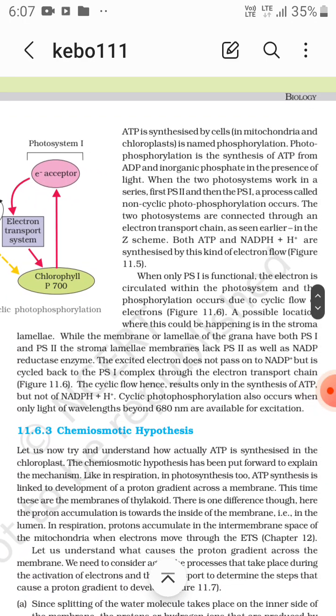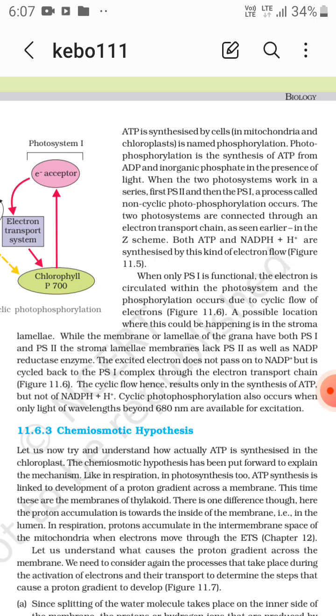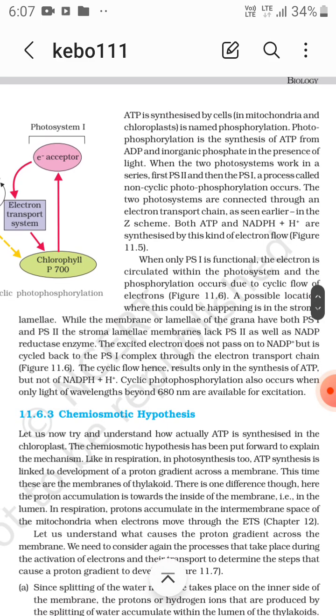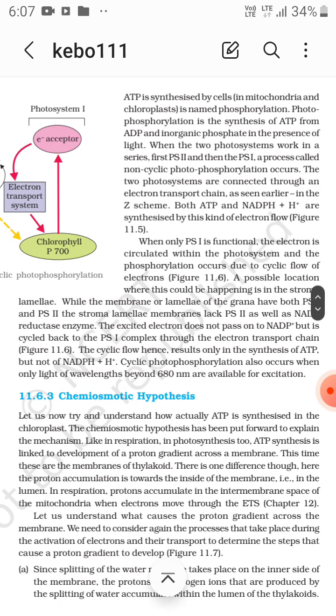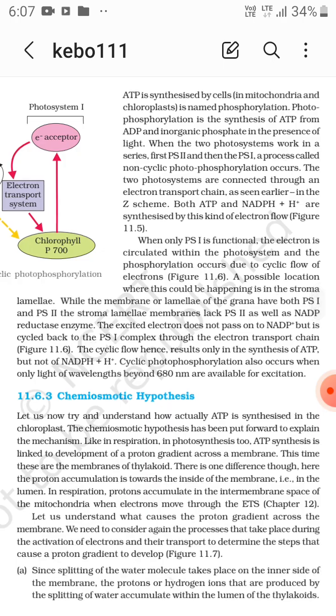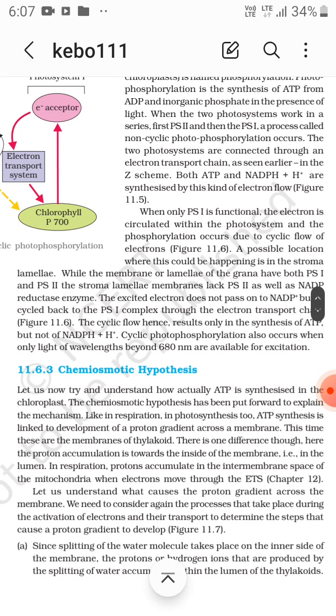While the membrane or lamella of the grana have both PS1 and PS2, the stroma lamella membranes lack PS2 as well as the NADP reductase enzyme, and this is why they show only cyclic photophosphorylation. Not on the thylakoid membrane or lamellae of the grana. The excited electrons do not pass on to NADP plus but are cycled back to the PS1 complex through the electron transport chain. The cyclic flow hence results only in the synthesis of ATP but not of NADPH plus H plus.